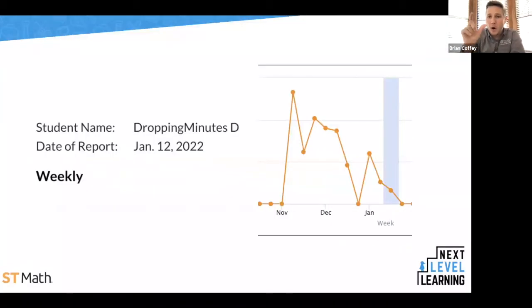But really, we know it's also about students showing up every week, and y'all can do that. You can get down to that granular level to see if a student is dropping in minutes each week. So as you can see in this chart, you can see each of their weeks, each of their months, how much time they're on ST Math.